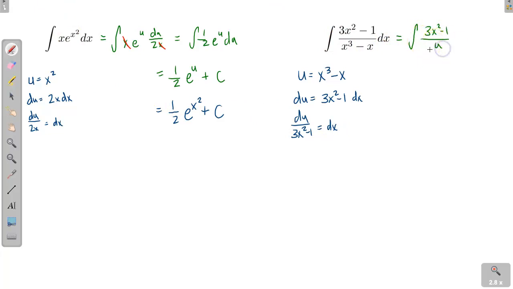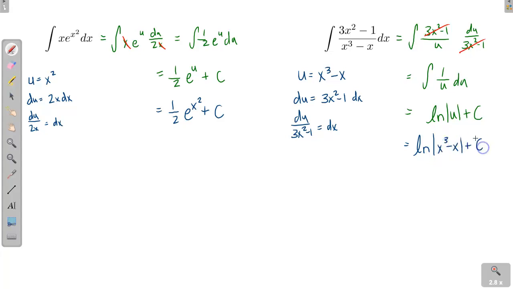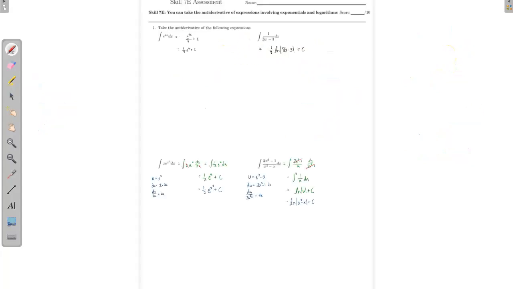We call this bottom u, and then dx is du over 3x squared minus 1. And this one's real nice because the whole thing cancels, and we just get our simplified form, which is 1 over u du. We know its antiderivative: the 1 over u just turns into the natural log. And then we finally replace what u was, x cubed minus x. So these last two are really similar to the top two, just with the u substitution thrown in. You're just trying to convert it to a simple exponential or a simple log antiderivative. And so those are some basic examples of doing antiderivatives when you get an exponential or a log as your answer.